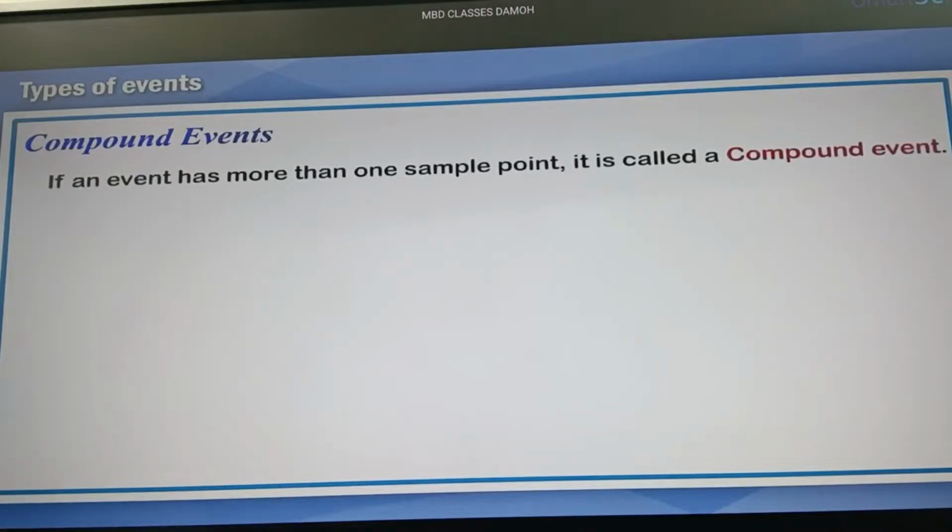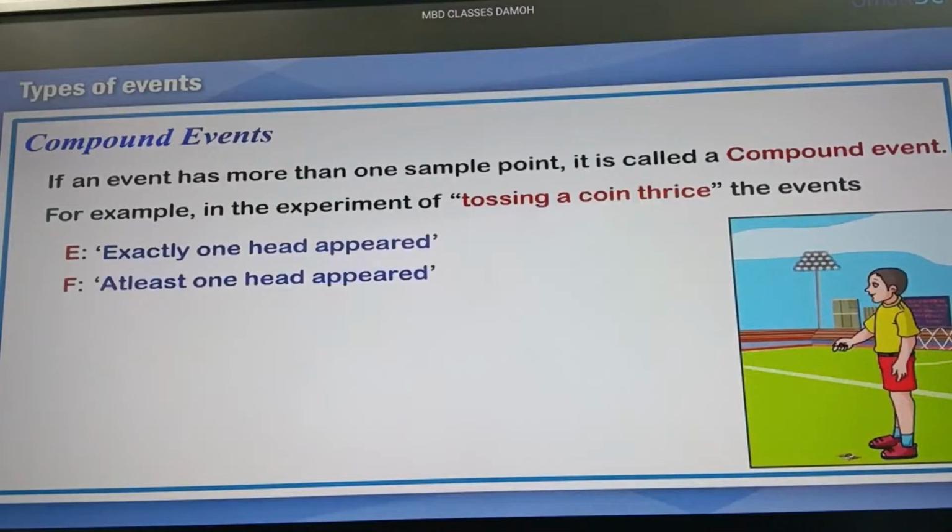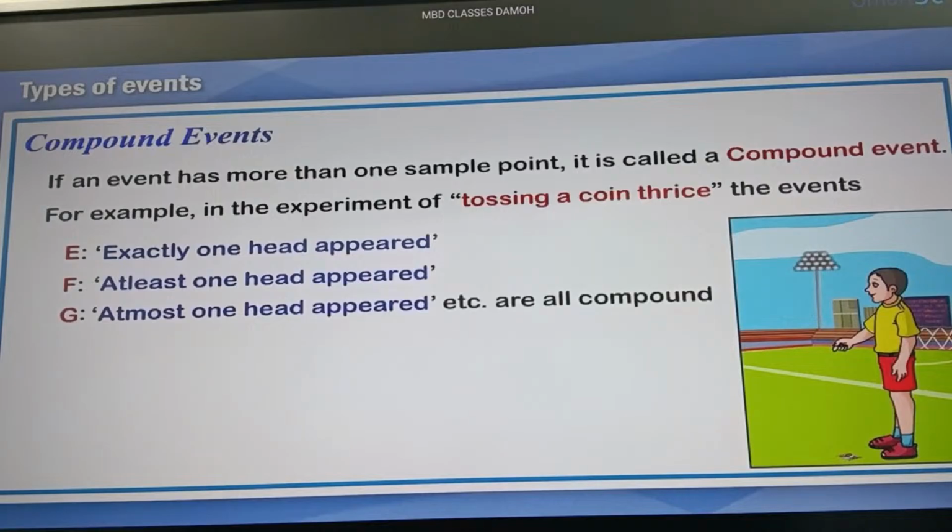Next, let us see what is a compound event. If an event has more than one sample point, it is called a compound event. For example, in the experiment of tossing a coin thrice, the events E, exactly one head appeared, F, at least one head appeared, G, at most one head appeared, etc., are all compound events.